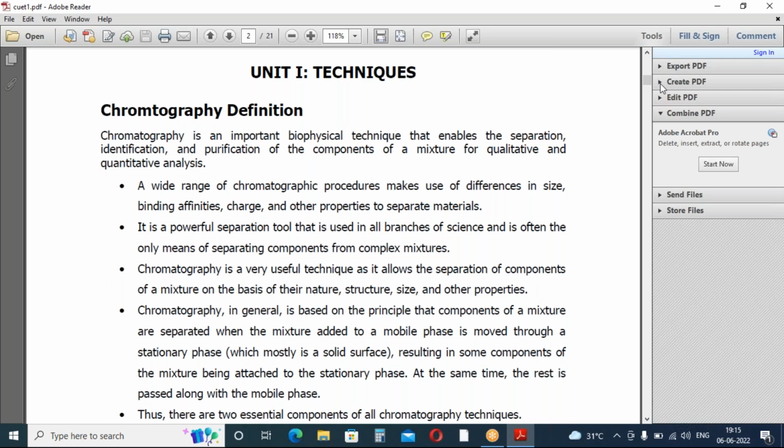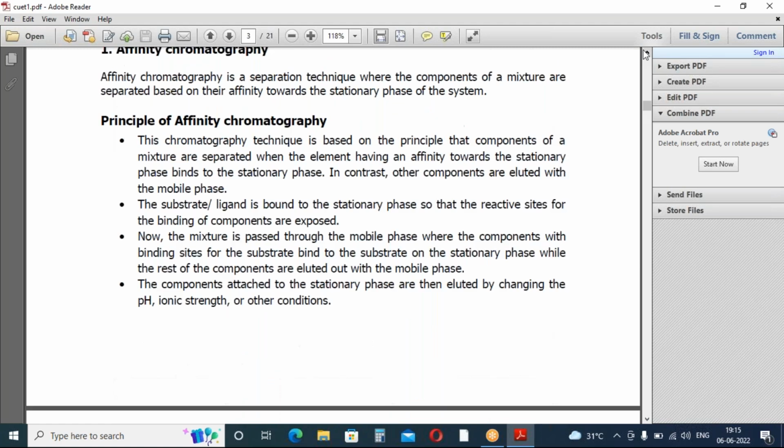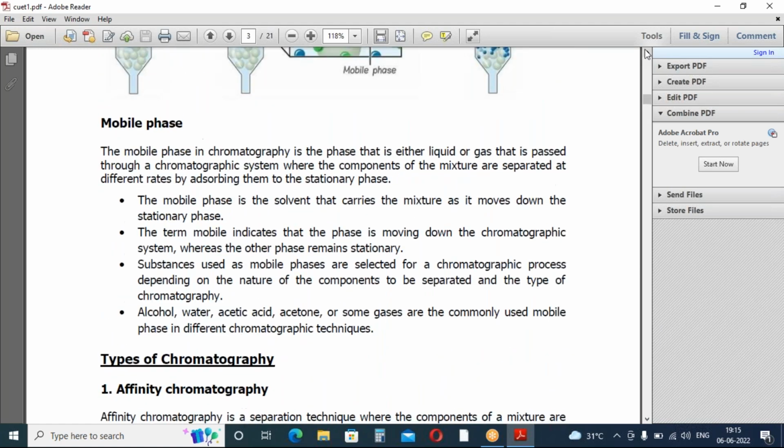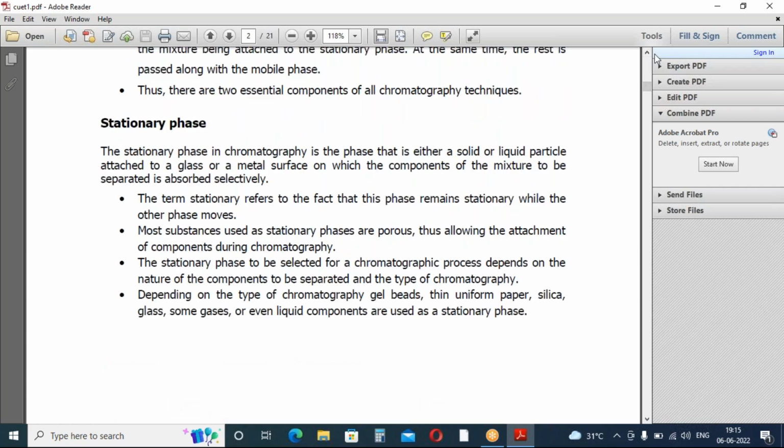It is mainly used for the separation of different components that are present in the mixture. This is mainly based on the nature, structure, size, and other properties. Based on that, we are separating the different components, and this mainly uses two essential components: the stationary phase and the mobile phase.